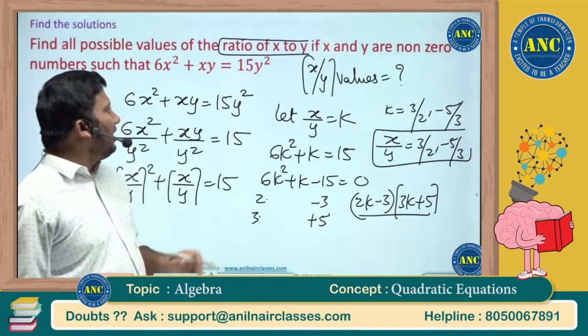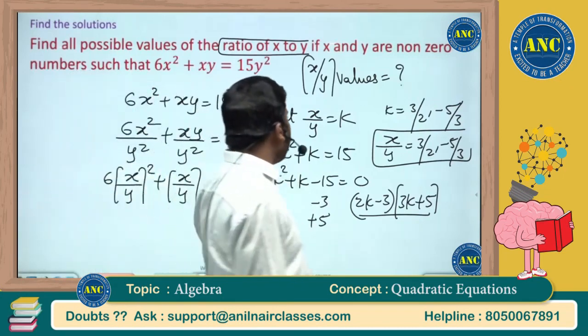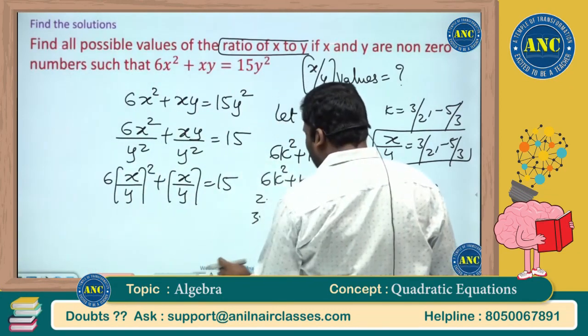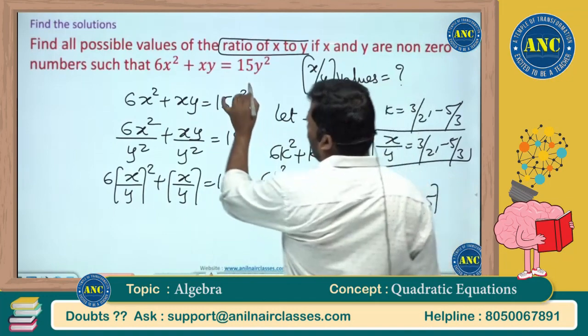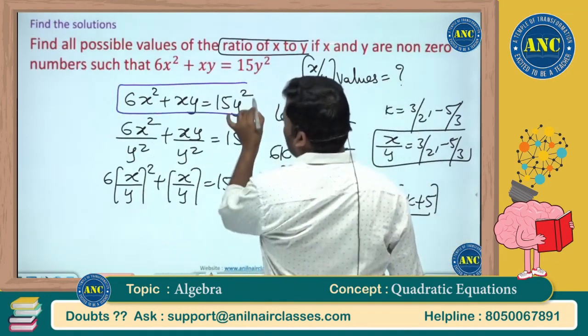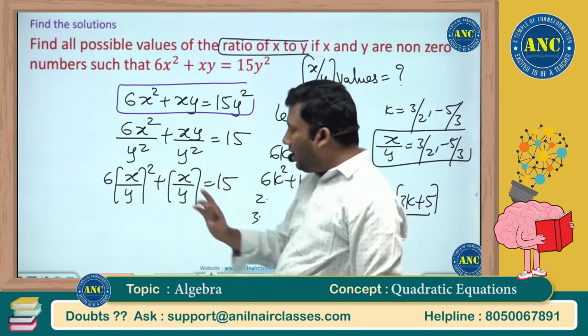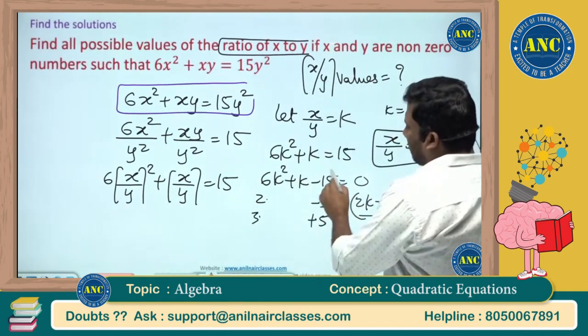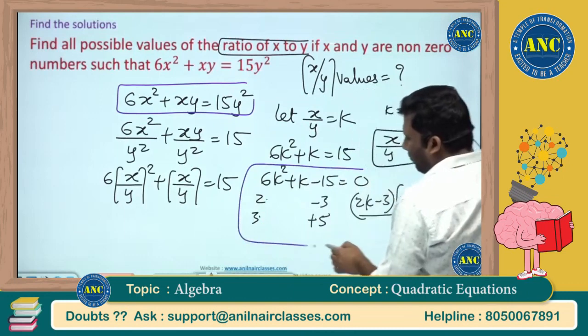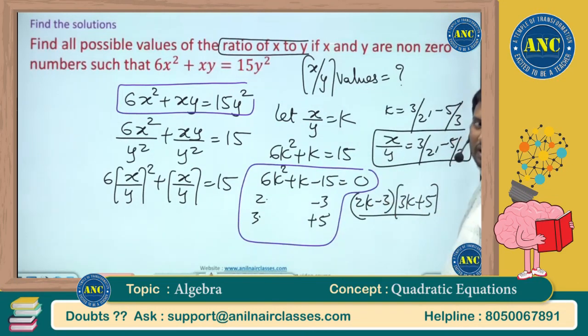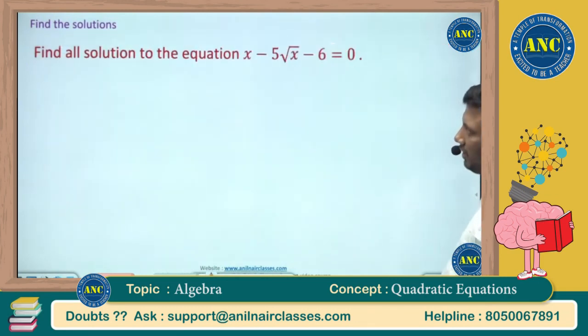I hope the idea it is clear. I divided the entire equation by y square. If I divide the entire equation by y square, 6x square by y square, x by y, 15. X by y I called it as k. 6k square plus k minus 15. Then I used a diagonal cross method to write the equation as a product of two factors. 2k minus 3 into 3k plus 5. So k will become 3 by 2 or minus 5 by 3. I hope it is clear.